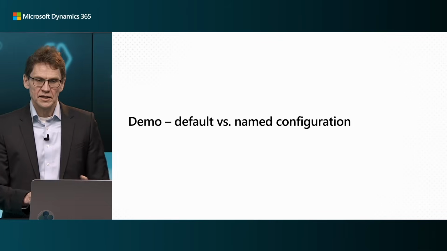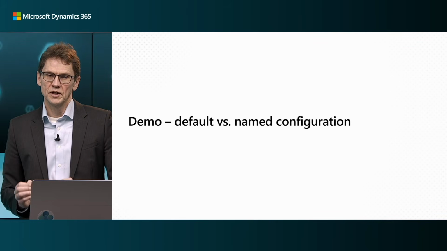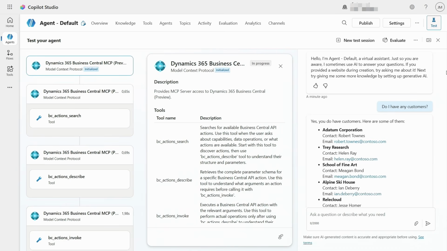Yes, so let's take a look at how it looks different when you are running with the default configuration versus when you're running with a named configuration. Here I have opened Copilot Studio and have created an agent with the elegant name of Agent Default because it uses the default configuration. Now, when you connect to Business Central, it effectively only has these 3 tools available: the action search, describe, and invoke. But it is still able to answer a question like, do I have any customers? Because it looks for an action which can list the customers and hence can find them.